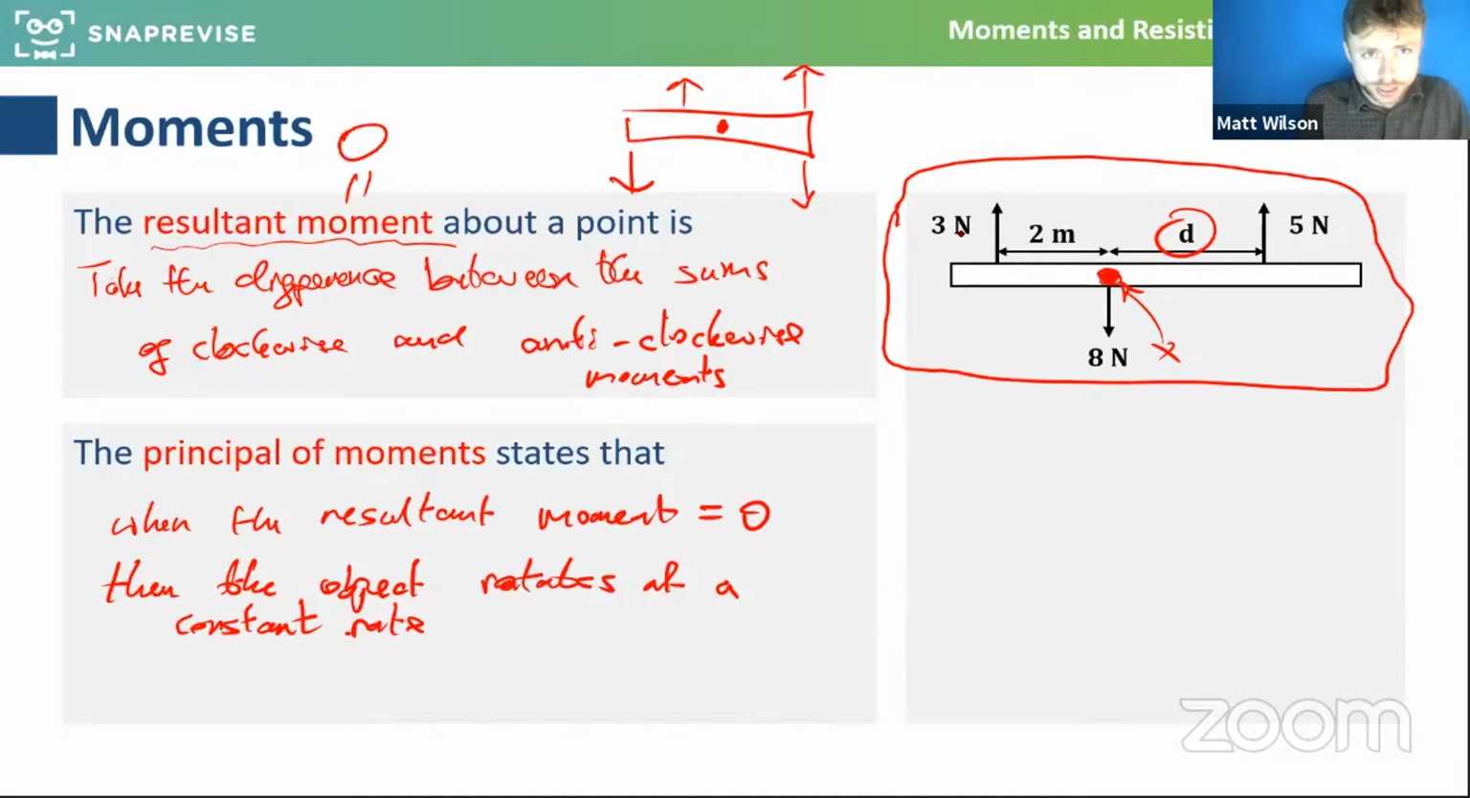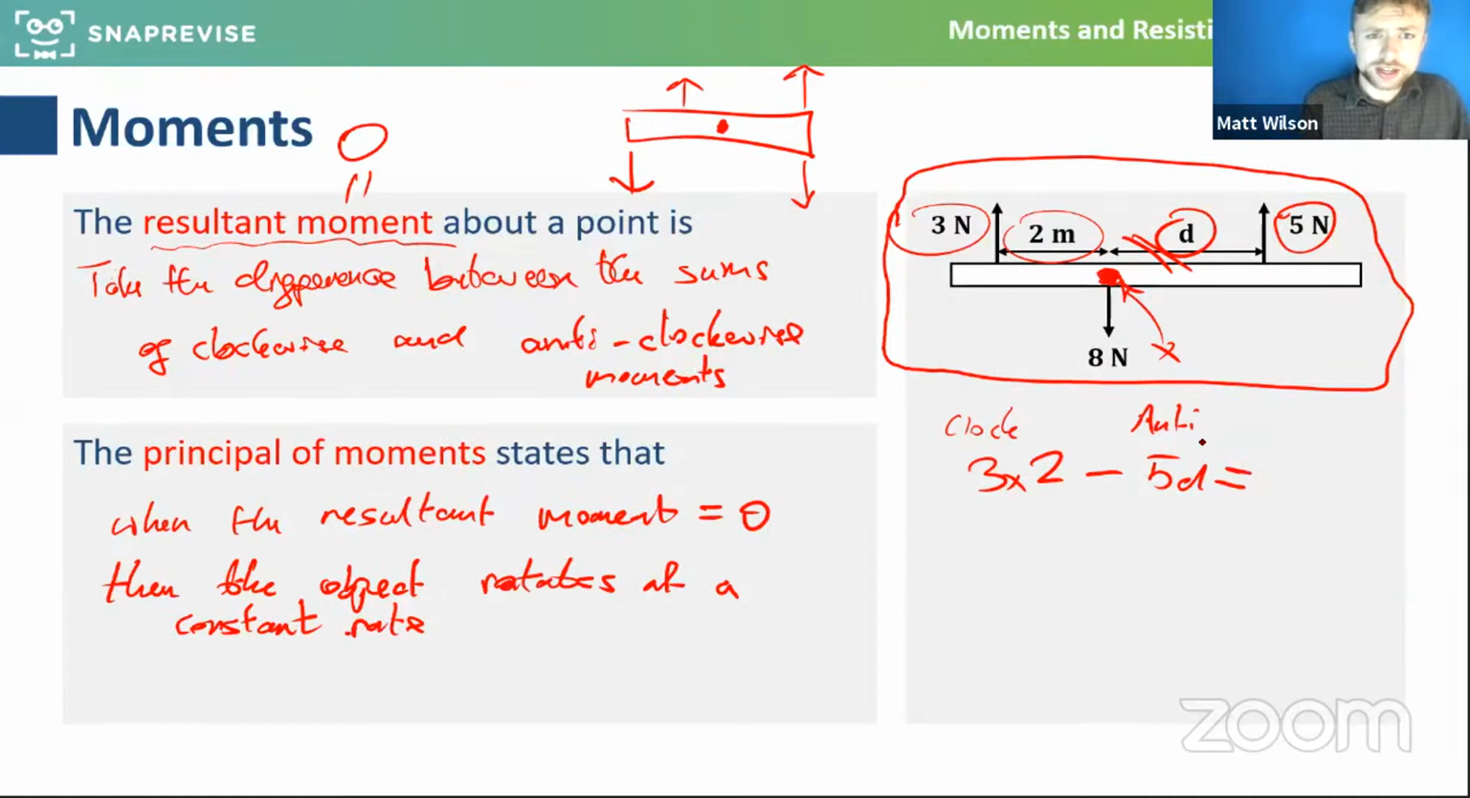Okay, so here clockwise, we have a force of 3 newtons at a distance of 2 meters from this point of rotation. So we have clockwise 3 times 2. And the resultant moment is given by the difference between this and the anti-clockwise moment. So let's take away the anti-clockwise moment. What do we have here? We have 5 times some unknown distance d.